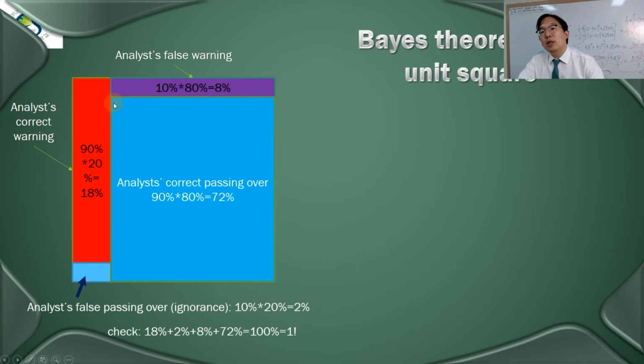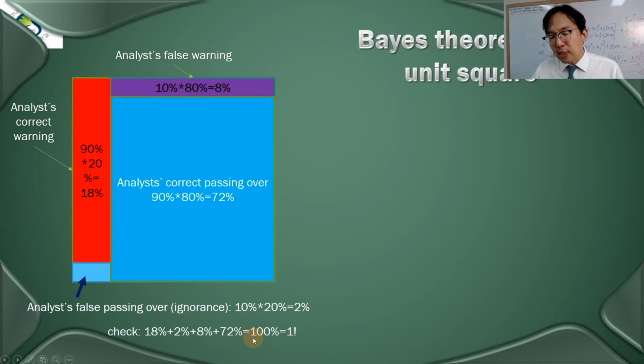And then what is this blue area? That's the analyst correctly passing over. He's not saying anything, right? He doesn't say recession. You're not screwed, okay? The chance of her getting it right is 90%, given the base rate, the prior probability of having boom time, is 80%. Multiply these two is 72%, right? Now let's check our intuition that the summation of all the probabilities in next year's outcome should be 1. So adding this, that, and this, you get 1.